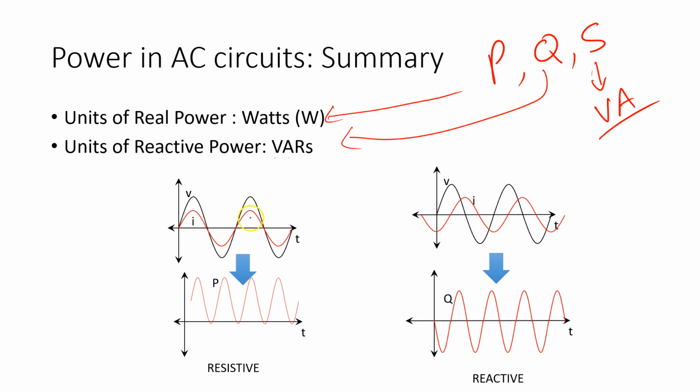And if we have a resistive circuit, then we will get the power totally positive with an offset equal to the amplitude of the oscillation. And if we have a reactive component, then the power is a sinusoidal wave and the average power is 0. So we have a non-zero average power for resistors, but no average power for reactors, that is capacitors or inductors.